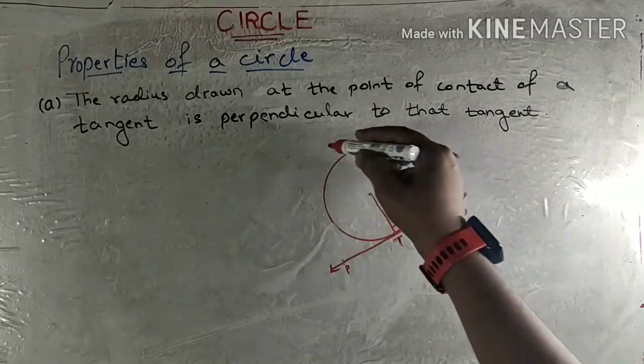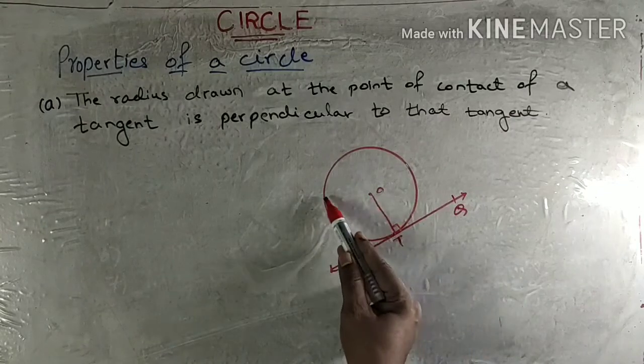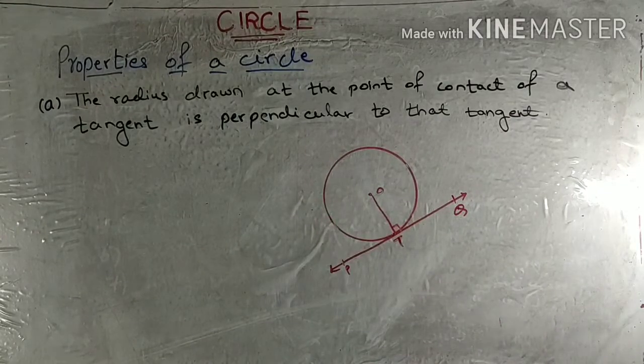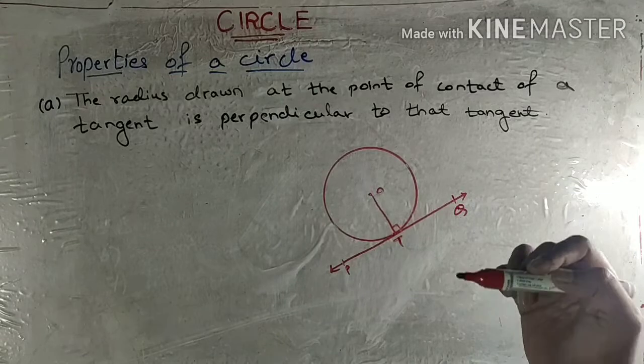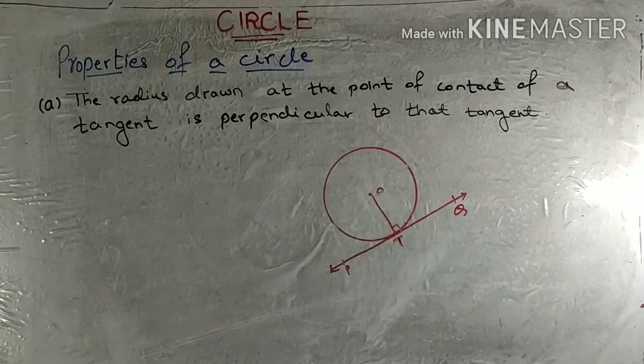So no matter I draw infinite number of tangents, and if I draw a radius at the point of contact of the tangent, that radius will be perpendicular to the tangent. That means the angle between the radius and the tangent is 90 degrees.